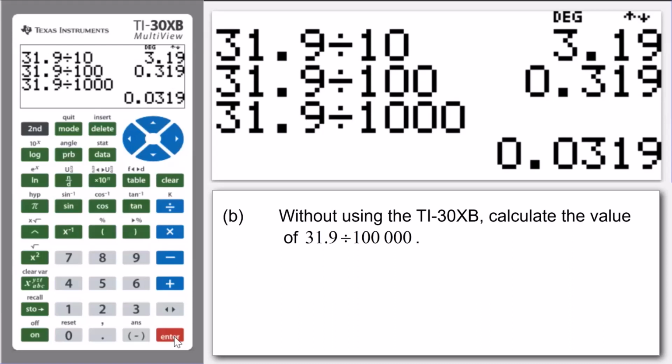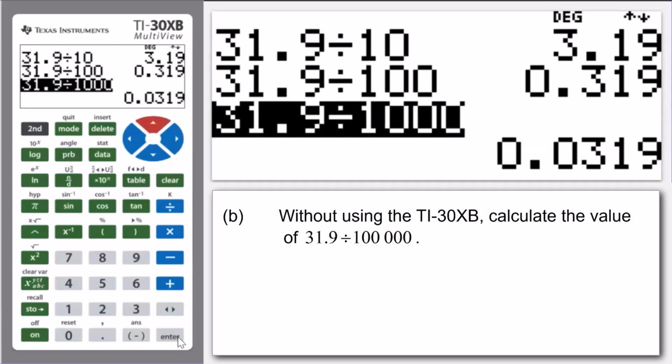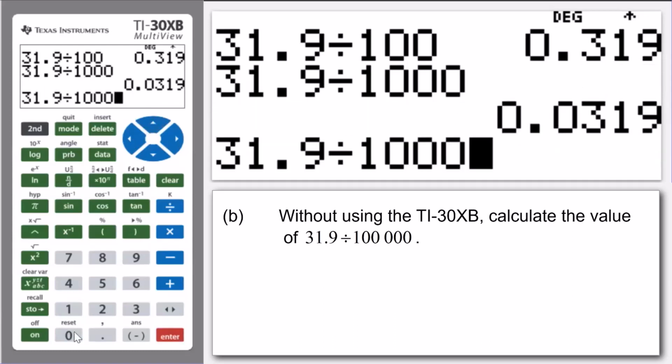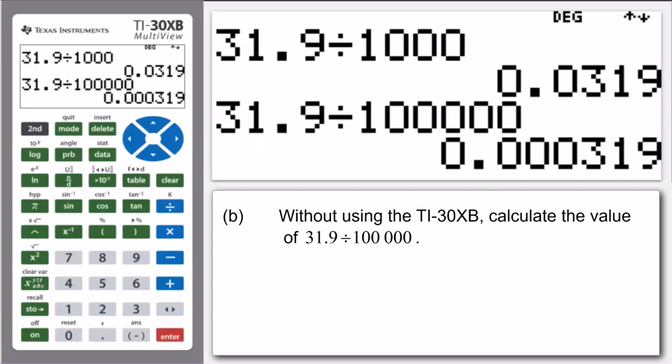Now, part B is asking us to calculate the value of 31.9 divided by 100,000 without the calculator. If we have a close look at what happened previously, if we compare 1,000 to 100,000, we've added 2 zeros. So 2 zero digits are added after the decimal point, and we should expect an answer of 0.000319. Let's see if that's what we get. So up arrow twice, press enter, add our 2 zeros, press enter, and that is our anticipated answer.